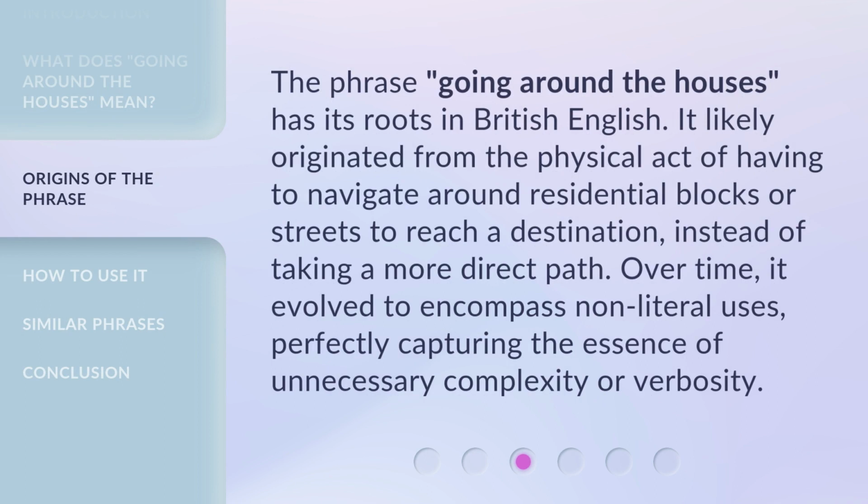The phrase, going around the houses, has its roots in British English. It likely originated from the physical act of having to navigate around residential blocks or streets to reach a destination, instead of taking a more direct path. Over time, it evolved to encompass non-literal uses, perfectly capturing the essence of unnecessary complexity or verbosity.